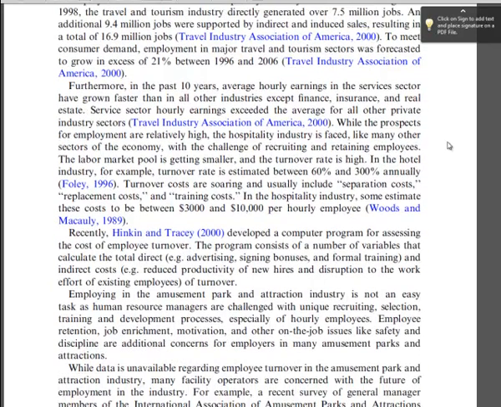If you keep going, he starts talking a little bit about the hourly employees. And again, if you go back and you think about what this overall study is looking at, it's hourly employees in the entertainment and the small amusement park arena.